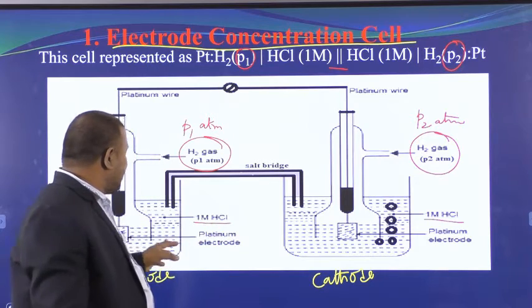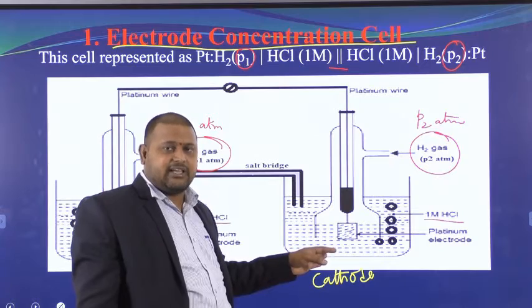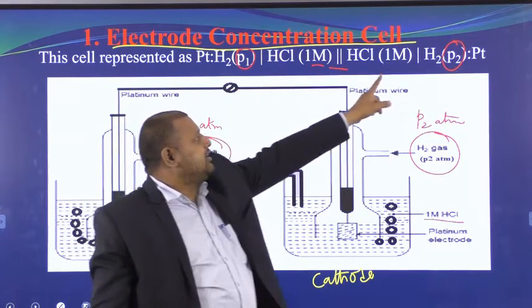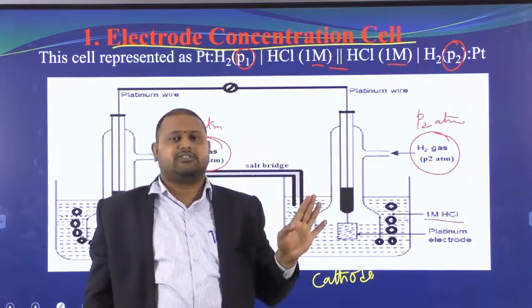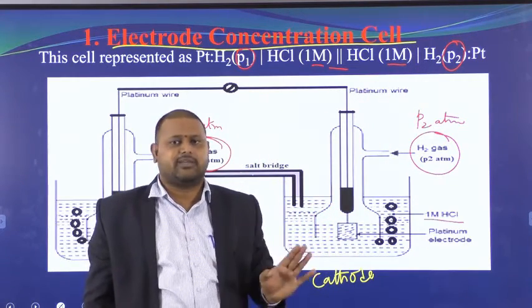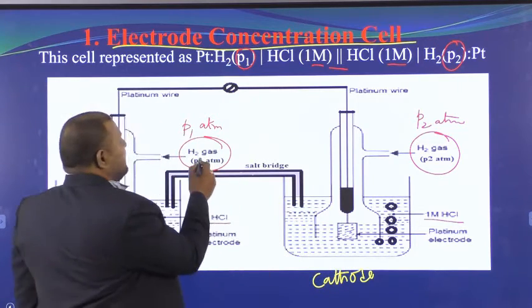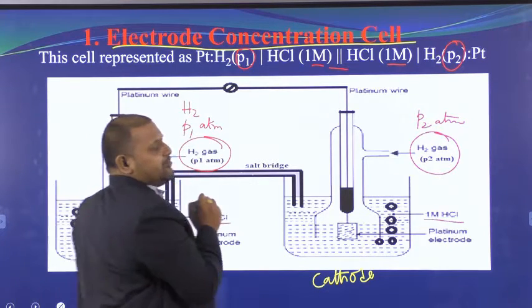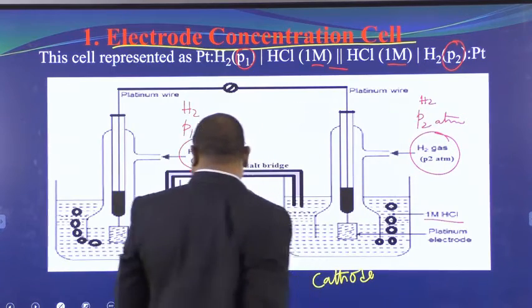So the electrode, we are not changing the electrolyte. What is the electrolyte here? HCl. Are we disturbing HCl? No. HCl is 1 molar here. Here also the same 1 molar concentration. We are not disturbing the HCl solution. Electrolyte solution we are not disturbing. We are only changing the concentration of the electrode by changing the pressure of hydrogen gas. H2 gas at P1 atmosphere and here H2 gas at P2 atmosphere pressure.